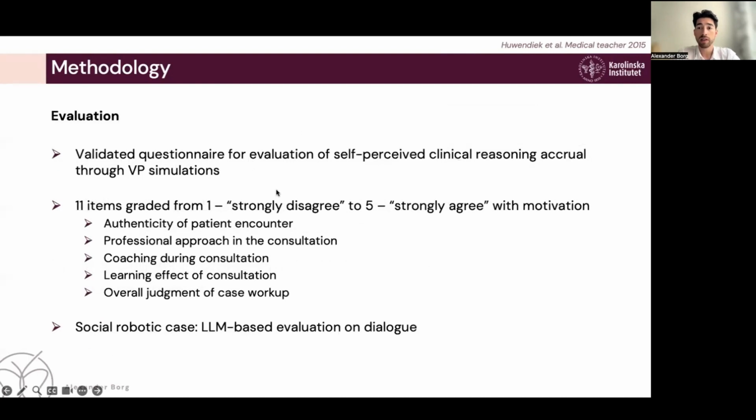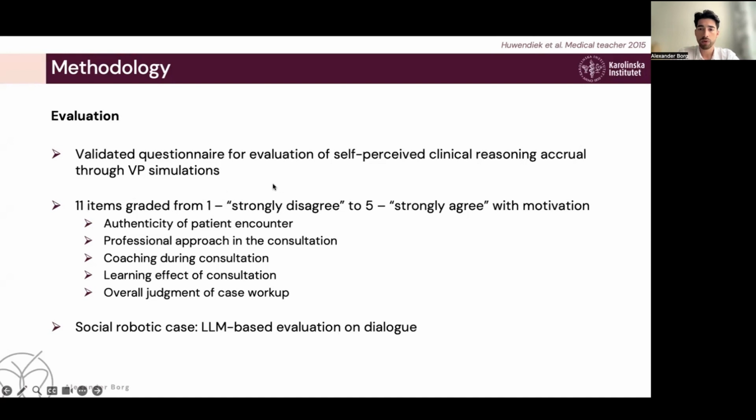To evaluate the accrual of clinical reasoning skills, we used a validated questionnaire of self-perceived clinical reasoning accrual, specifically designed to evaluate virtual patient simulations. It consists of 11 items that are graded from 1 through 5, with the possibility to leave a motivation. The 11 items were spread across these 5 different categories.